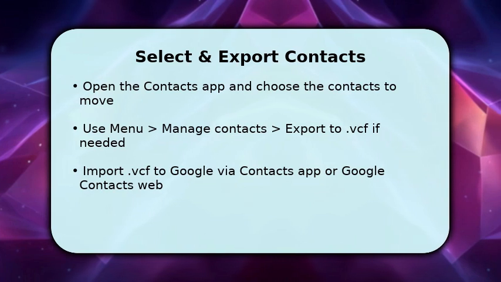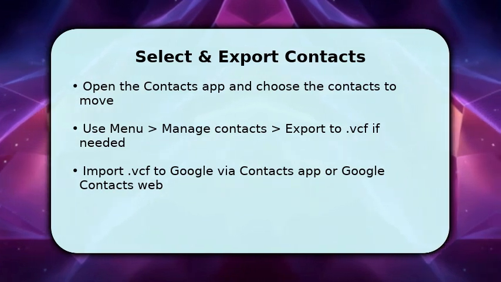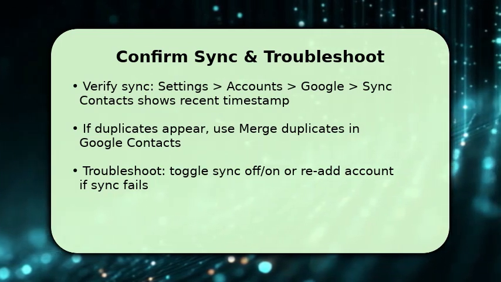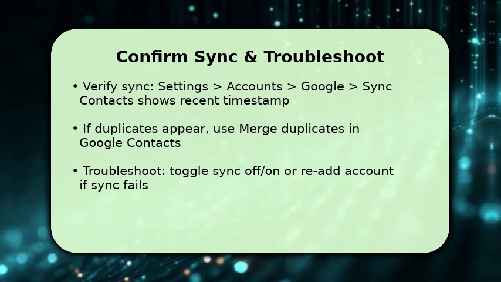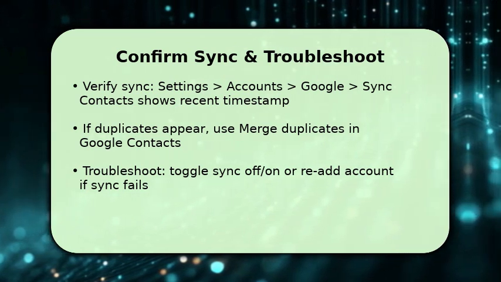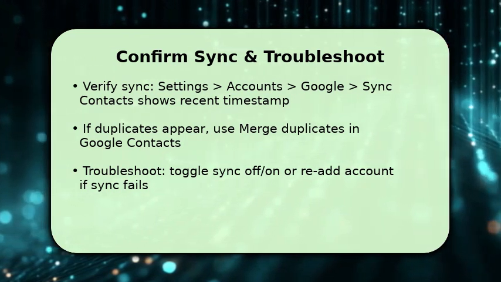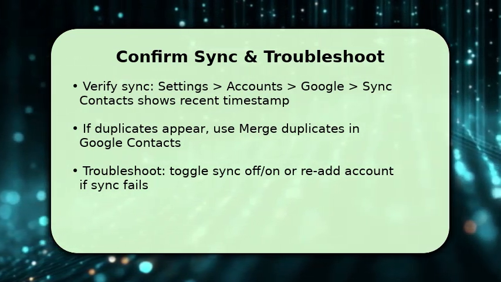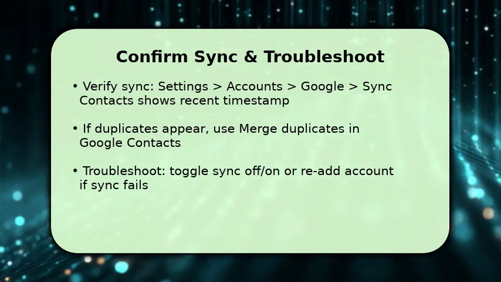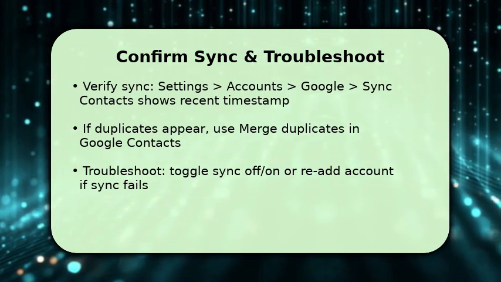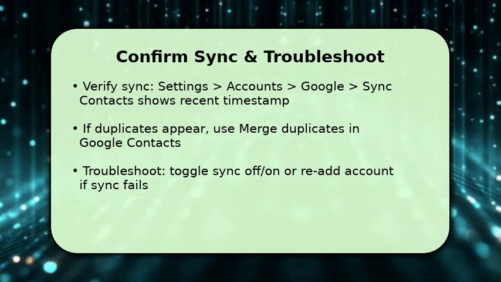Finish by confirming the sync completed. Go to Settings, Accounts, Google and check Contact Sync shows a recent timestamp. If you don't see contacts on another device, force a sync by toggling contacts off then on, or sign out and back into the Google account. If duplicates appear, use Merge Duplicates in Google Contacts to clean them up. If problems persist, remove and re-add the Google account. That resets sync and usually resolves inconsistencies.